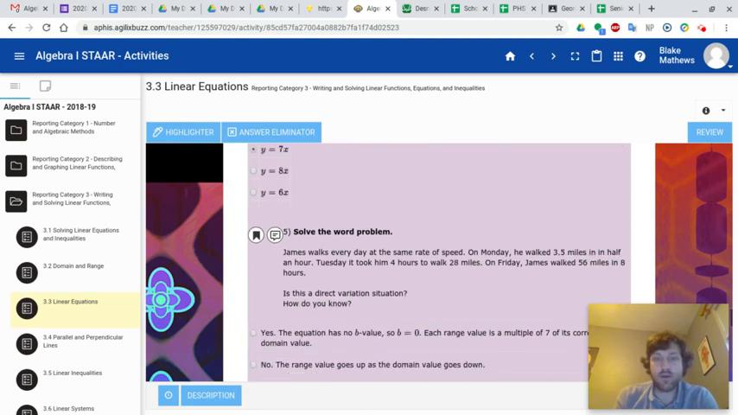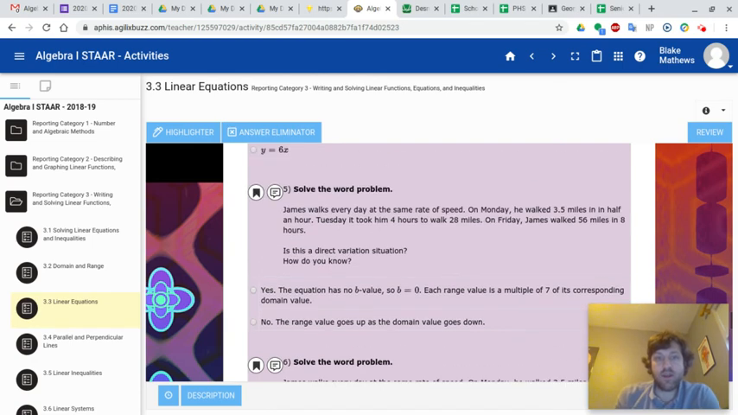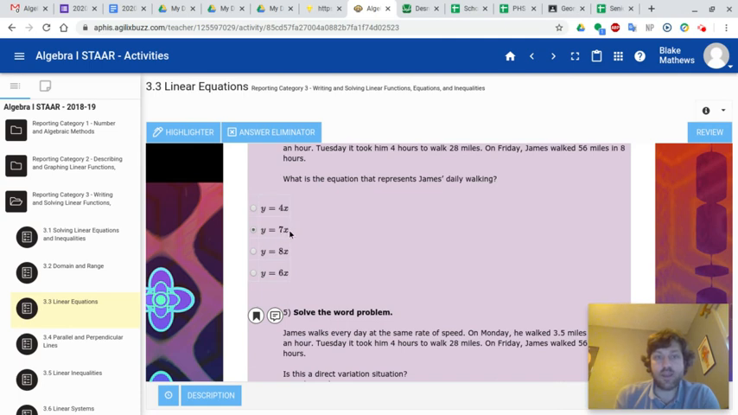Now we're going to look at whether it is a direct variation situation. Direct variation means that the same number increases each time. So every hour he goes 7 miles. So that is, yes, a direct variation. Each range value is a multiple of 7. In other words, it goes up 7 for every single time I raise the x value.